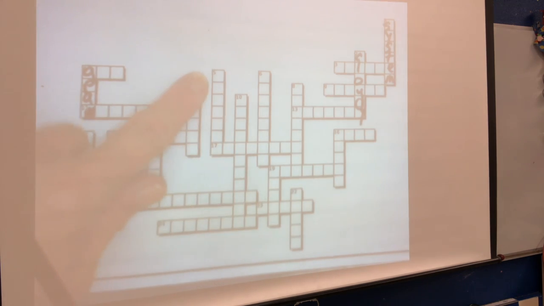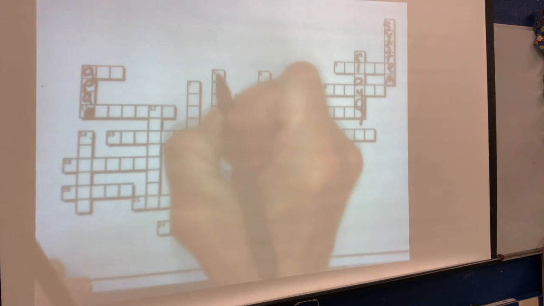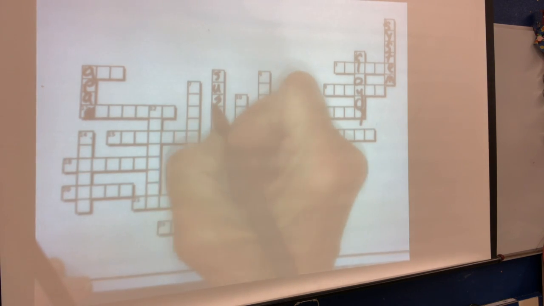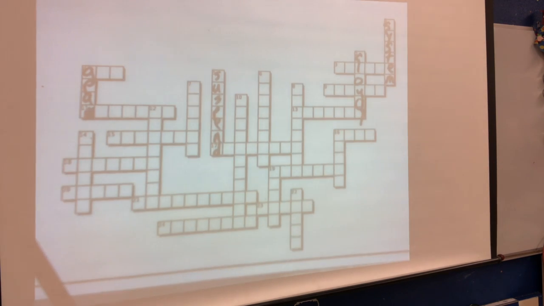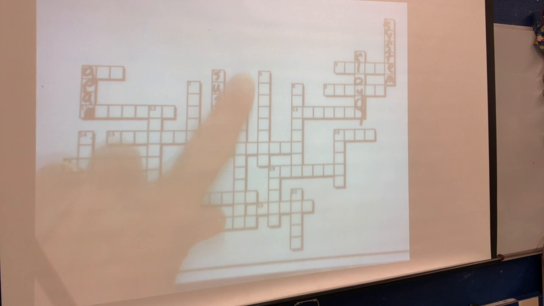Alrighty. Next, to hang in a liquid or gas. Number five, it's right here. Now, sometimes we might do this. We might hang something from the ceiling. And it would look like it's just maybe hanging in the middle of the air. That word starts with an S, suspend. Suspend.